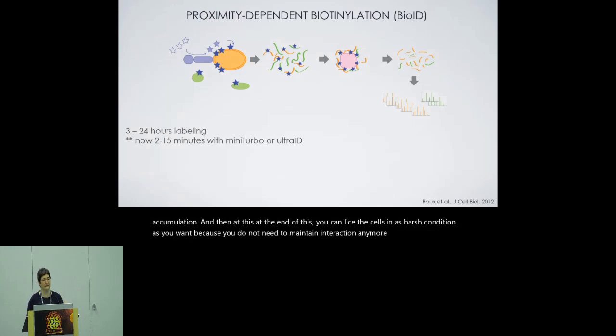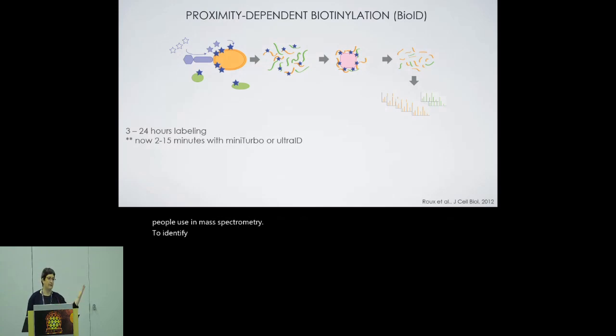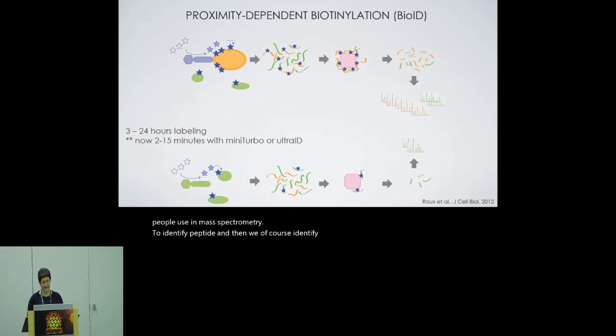This is covalently labeled. So you lyse the cells in ways that will disrupt your protein complexes, your organelle, and partially denature your protein, and then you fish using streptavidin affinity. This has really high affinity for biotin, all of those biotinylated proteins, which we then digest directly on the beads with trypsin, which is the enzyme that most people use in mass spectrometry to identify peptides. And then we, of course, identify and quantify the peptides.